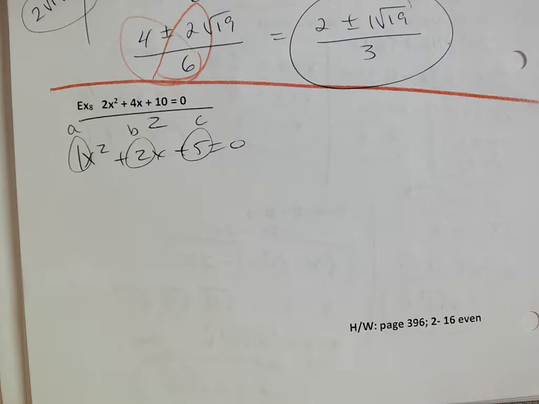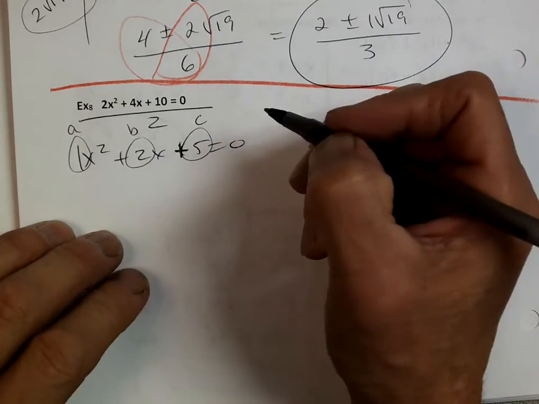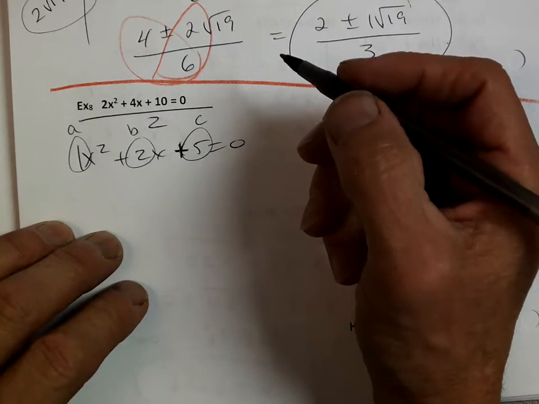Leora, wouldn't C be negative 5? Oh wait, sorry. It looked like a negative to me because the circle's on the plus. Thank you. Please always question what I do, because I make mistakes, don't I?